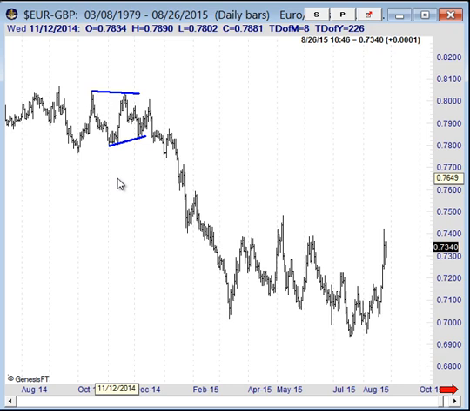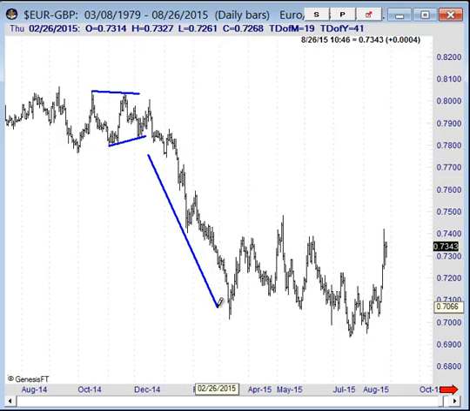Now, what you need to know about triangles is that they may only occur by themselves in the wave 4, wave B, or wave X positions. We'll come back to that. So this is a triangle. Then we have a clear impulsive decline, say waves 1, 2, 3, 4, 5. So this is a nice 5-wave move to the low.